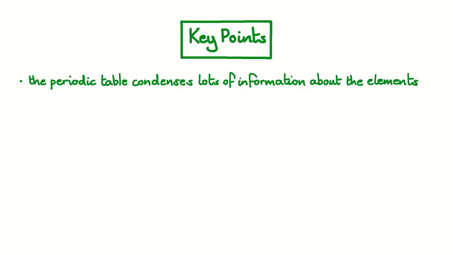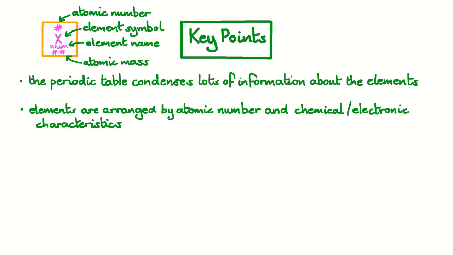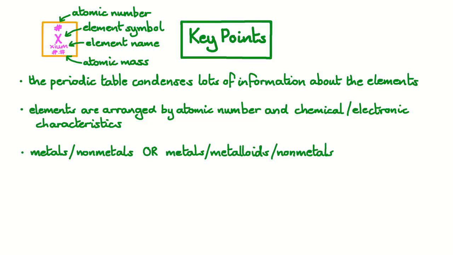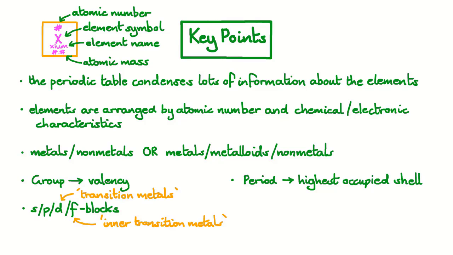So, to sum up the key points, the periodic table condenses lots of information about the elements. Each element is given a cell containing its atomic number, its element symbol, the element name, and the atomic mass. The elements are then arranged by atomic number and chemical and/or electronic characteristics. Elements can be classified as metals, metalloids, or nonmetals. The group and period can be used to determine the valency and the highest occupied electron shell for atoms of the elements. And the regions of the periodic table can be broken into S, P, D and F blocks, and we'll find transition metals in the D and F blocks.